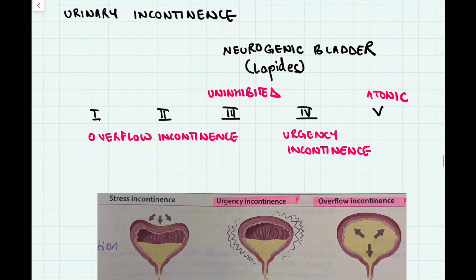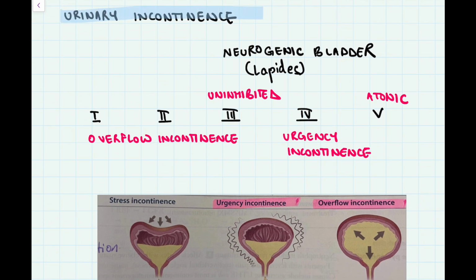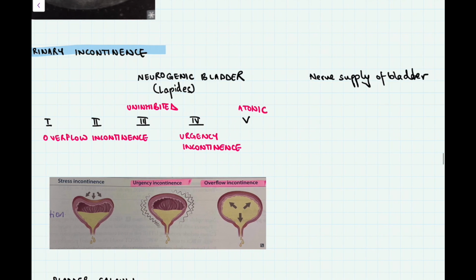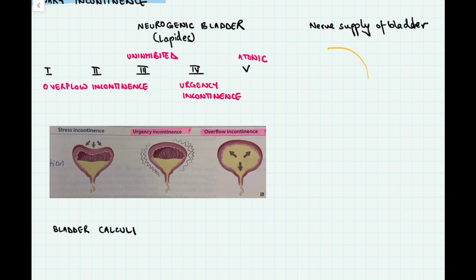Next topic is urinary incontinence. And this is also very important because they tend to ask one question on this topic every year. Right. Before that, let us look at the nerve supply of the bladder. The micturating center is present in the pons and it receives signal from the prefrontal cortex which inhibit it. That is called as social inhibition, right? That is, it prevents the micturition center to activate in cases when the person is in the public, right?